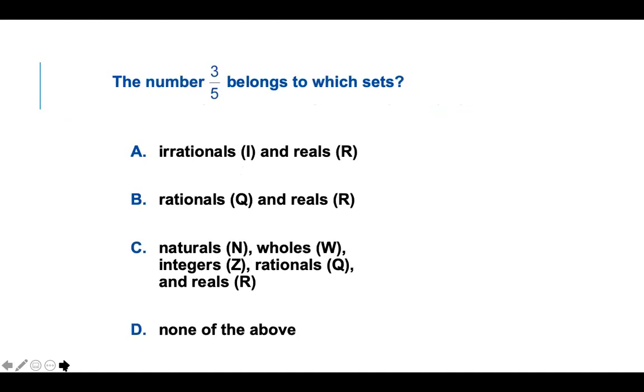All right, so go ahead and take a moment to pause and see if you can classify the number 3/5 into which sets it could belong to. Is 3/5 irrational and real? Or is it rational and real? Or is it natural, whole, integer, rationals, and real? Or is it none of the above? Go ahead and take a moment, pause, and then try it on your own.